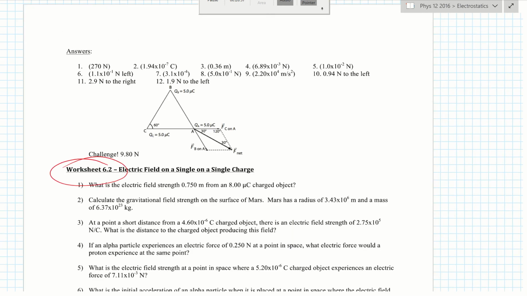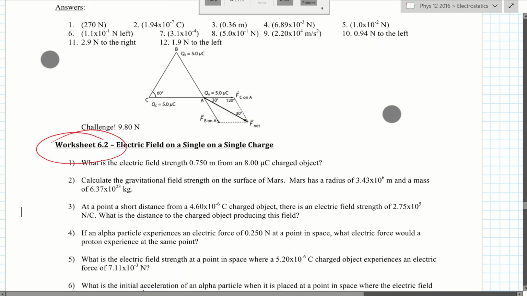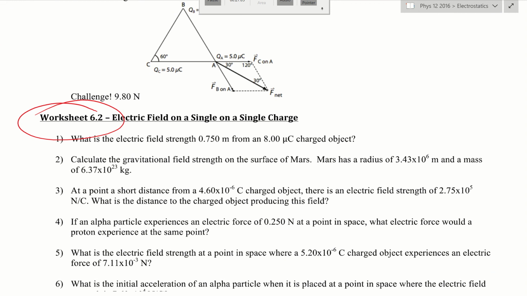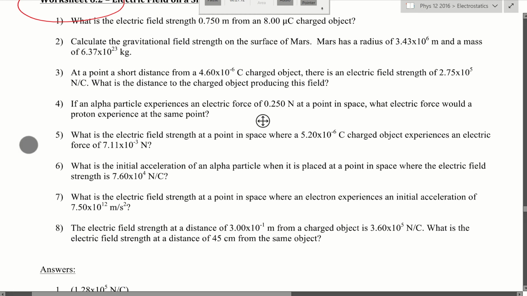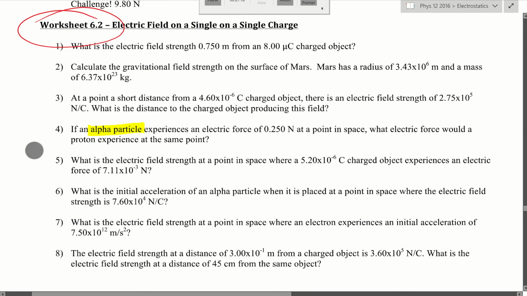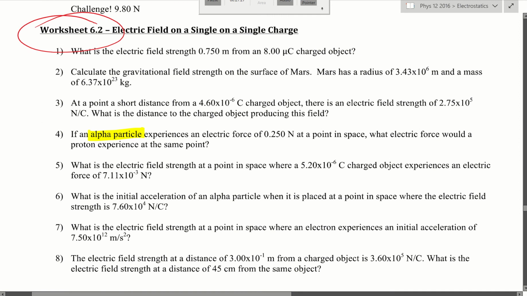Now, before we finish, I would just like to take a quick look at the worksheet. One thing I need to remind you of is something about alpha particles. There are a couple of questions in here, for example this one with an alpha particle, and I think there's another one that has an alpha particle too. Anyhow, what is an alpha particle?